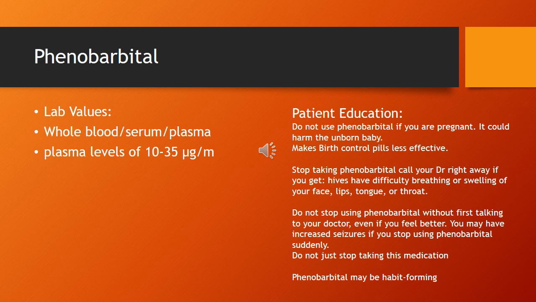Phenobarbital lab values. There are things that you should consider in terms of lab. Patients on longer usage should have their hepatic and renal functions tested periodically, and the usage of this medication may affect the whole blood or the serum, the plasma, and the plasma levels should be around 10 to 35.